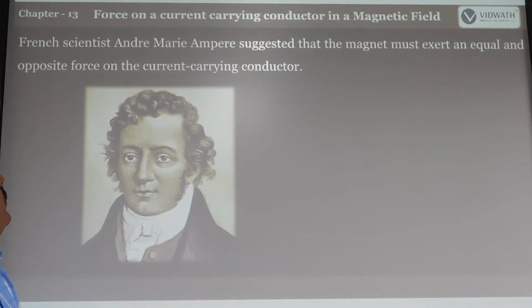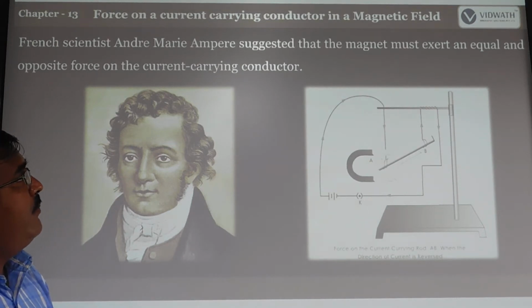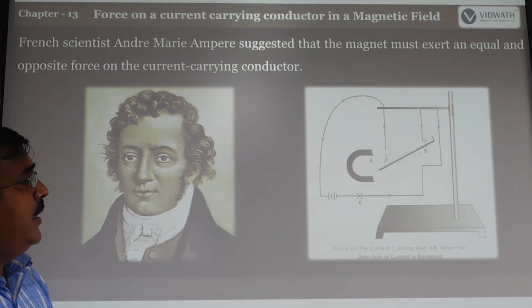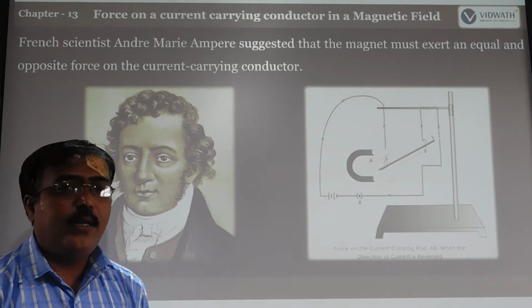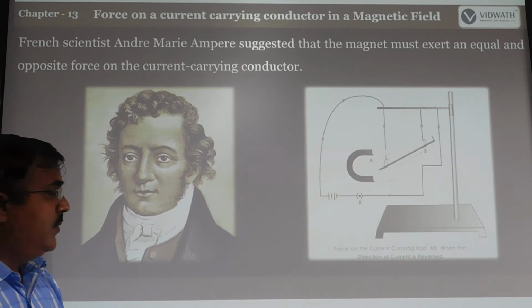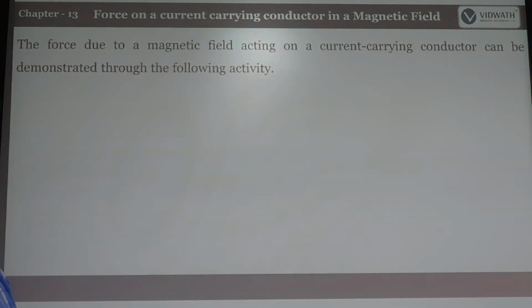So he is Andre Marie Ampere. His name is Andre Marie Ampere. He suggested that the magnet must exert an equal and opposite force on the current carrying conductor. So how should the experiment be conducted here? The force due to a magnetic field acting on a current carrying conductor can be demonstrated through the following activity.